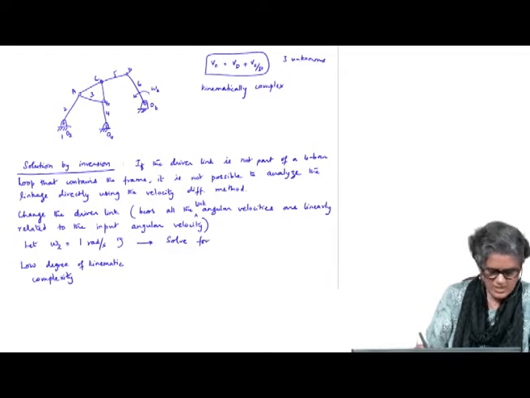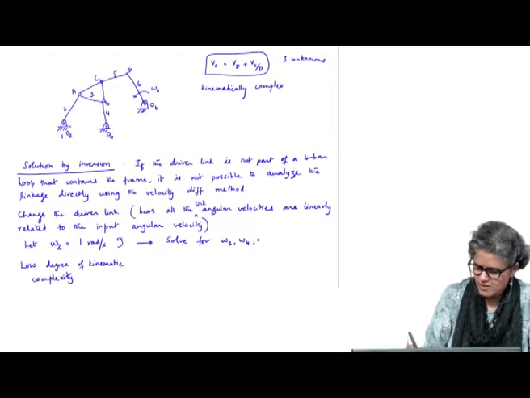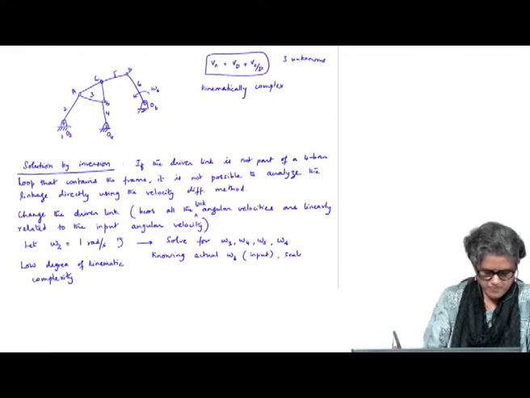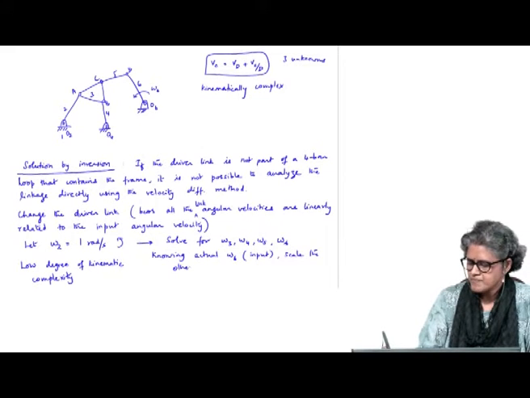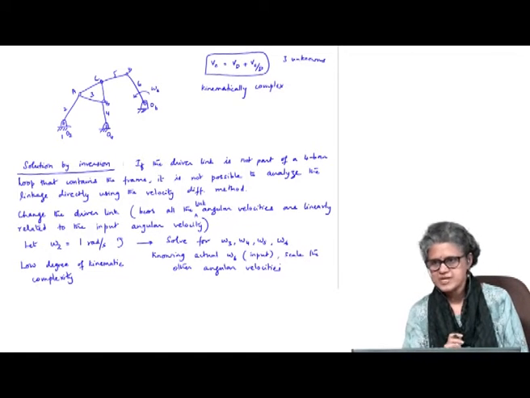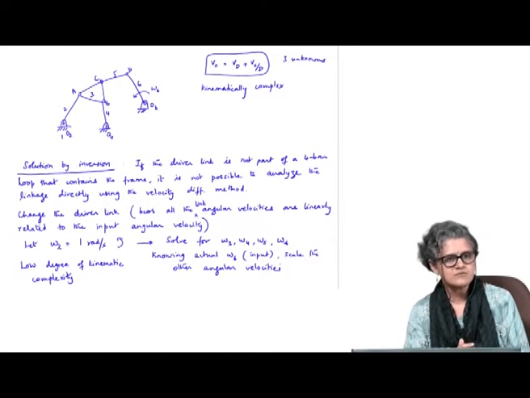So with this, now you solve for omega 3, omega 4, omega 5, omega 6, and knowing the actual omega 6, which is the input, scale the other angular velocities. Okay, so this is the method of inversion which you could use to solve certain mechanisms.